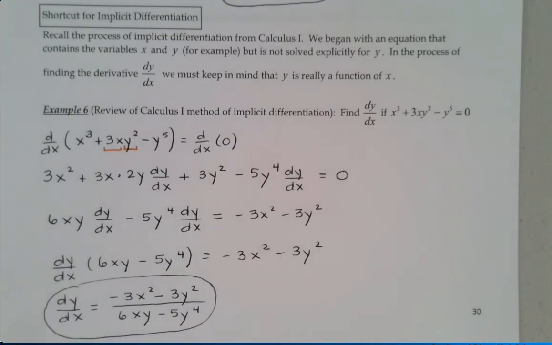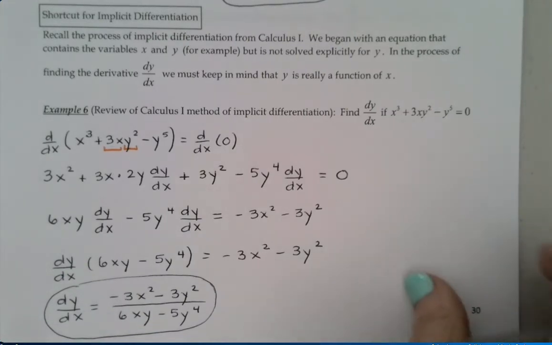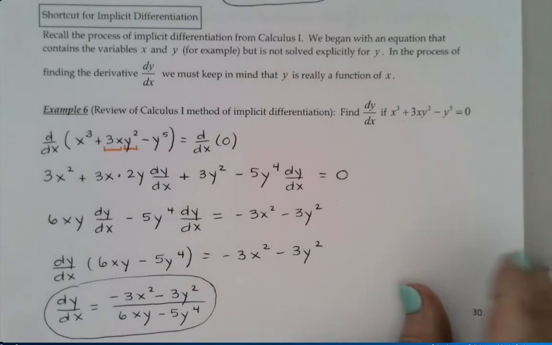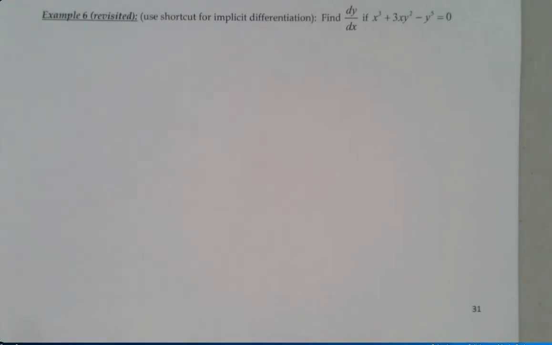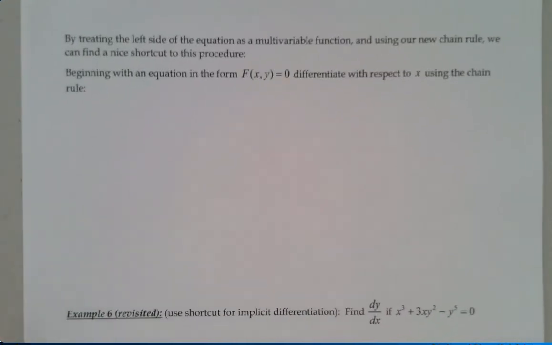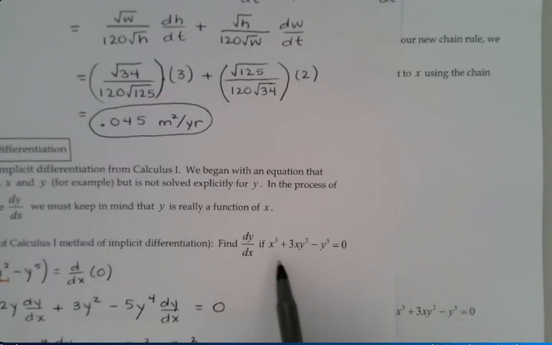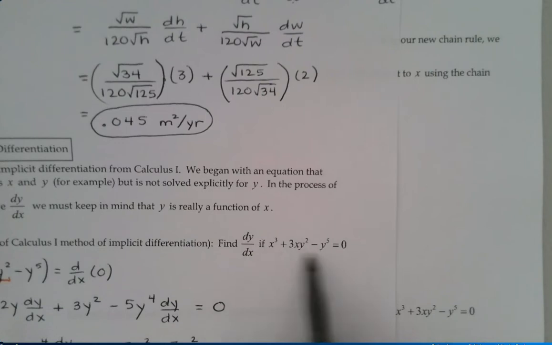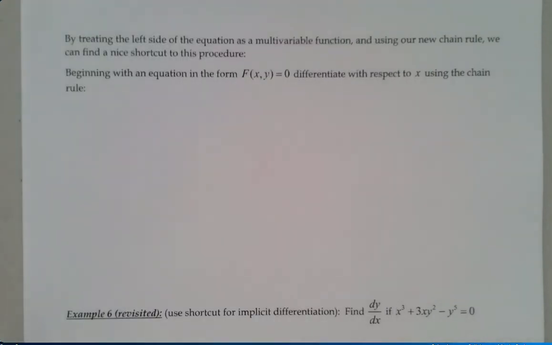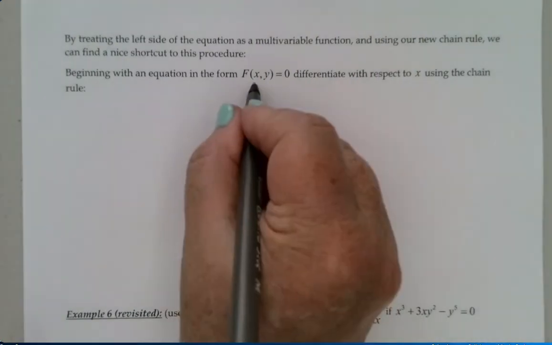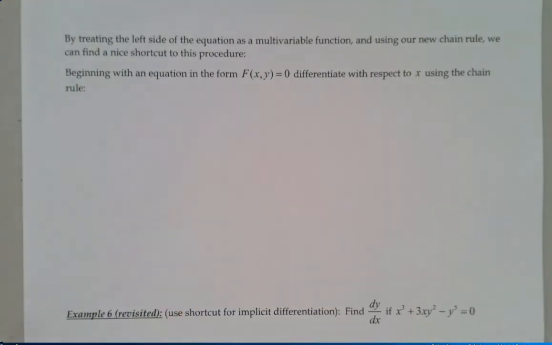Again, hopefully this process looked familiar from Calc 1. And we're now going to look at how to do this now that we know how to do partial derivatives. And so we can get that same answer a lot faster. So first of all, how am I going to do it? Well, I'm going to treat the left side of my equation as a multivariable function. So if I just think of this as some function, f of x and y, then my equation was f of x and y is equal to 0.